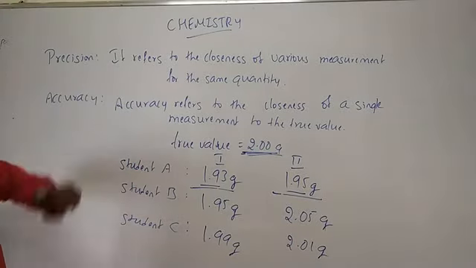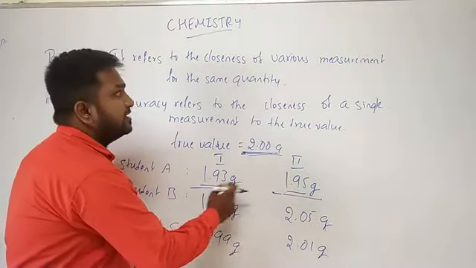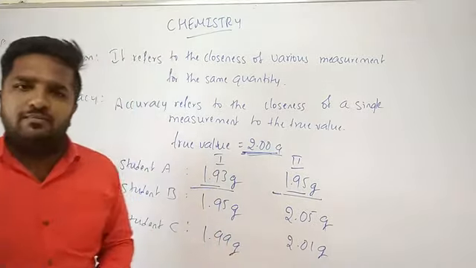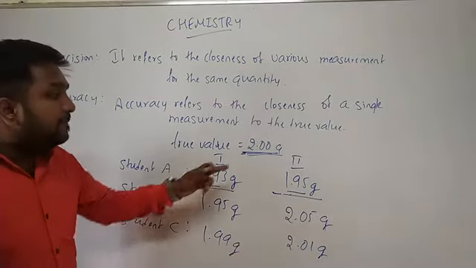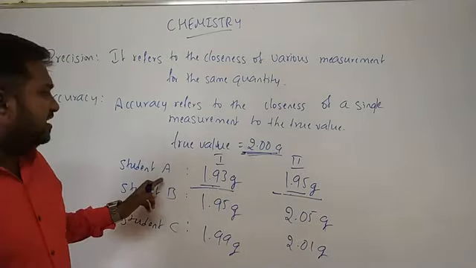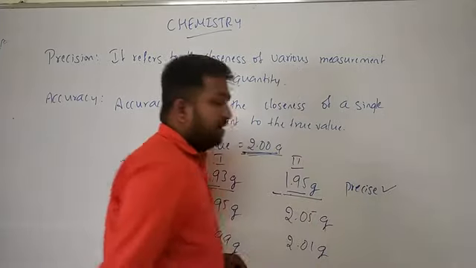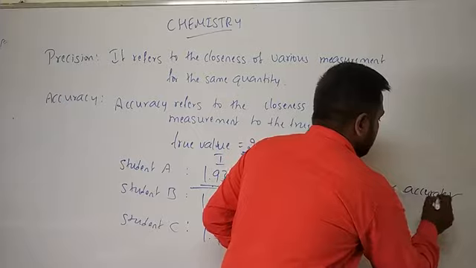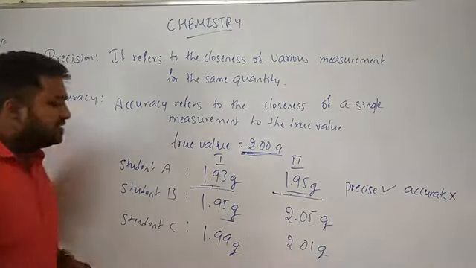Now let's go back to the definition of precision and accuracy. Precision refers to the closeness of the various measurements for the same quantity. In the first trial and in the second trial, student A did the same experiment and got different values, and no problem, these two values are close enough, 1.93 and 1.95, but they are not accurate. That means they are not equal to the true value. So now you can easily say that the values obtained by student A are precise, but not accurate. This is only precise.